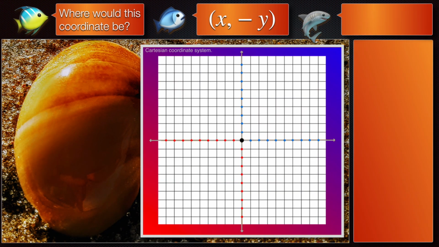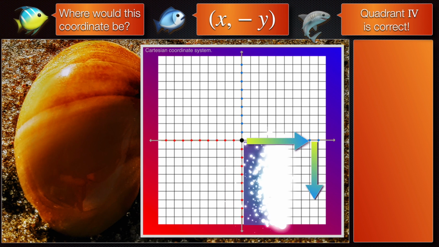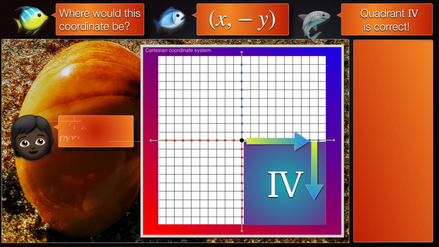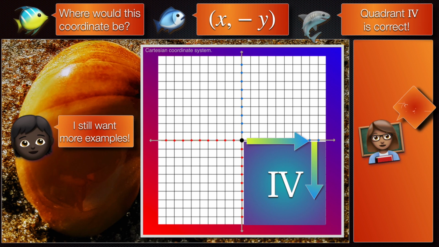This time we're going to ask you where positive x and negative y would be. So which quadrant would that land in? Positive x from the origin to the right, negative y down, and of course quadrant 4 is the correct answer this time. And we have plenty of examples here to make sure you understand this. Hopefully you're getting it already. Let's look at another one.